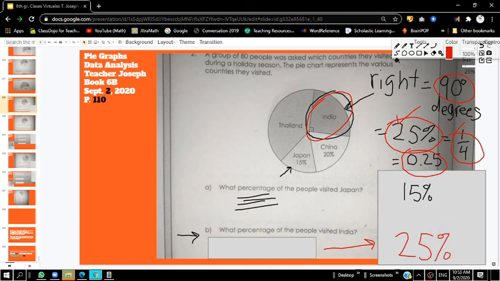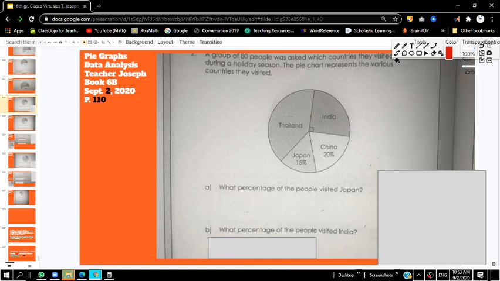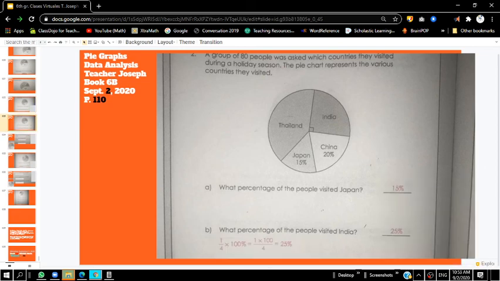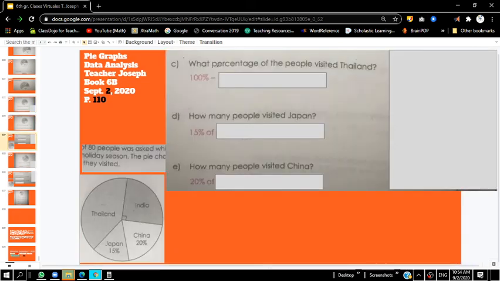Check your answers to make sure that they're okay. And let's go on to letter C. Letter C says, what percentage of the people visited Thailand? Thailand is represented here in the graph, right there.